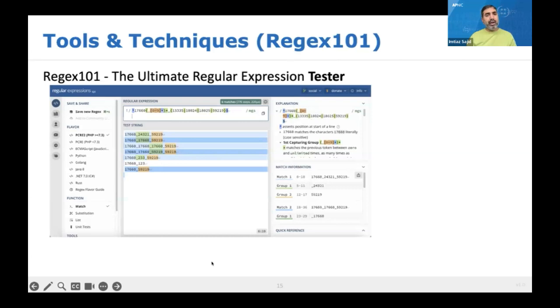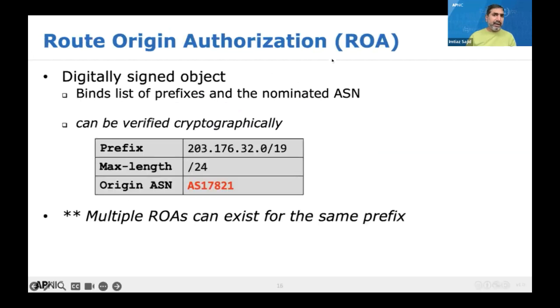So this helps you create the accurate regular expression you are expecting before you apply the configuration to your router. Earlier I said we need to create ROAs. So what does a ROA look like? It is a digitally signed object which binds your prefixes with your autonomous system number, and you can verify this cryptographically when you apply ROV, route origin validation. When you create the ROA, you specify the prefix, the max length, and the origin AS, and you can create multiple ROAs, and they can exist for the same AS as well.